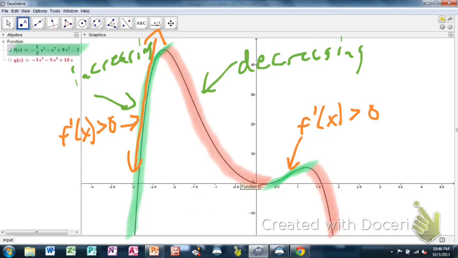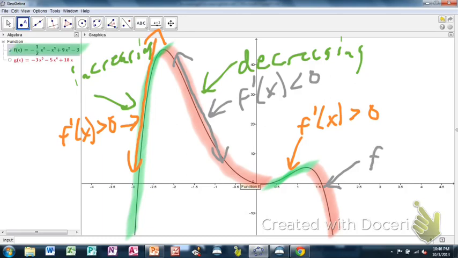Whereas, if you're looking at a decreasing interval, the slope of the tangent line is negative, or in other words, f prime of x is less than 0 anytime the interval on a graph is decreasing.